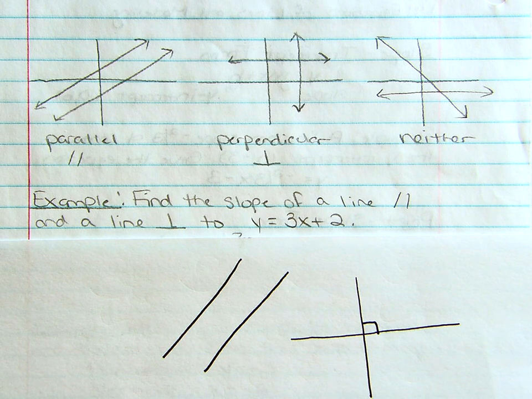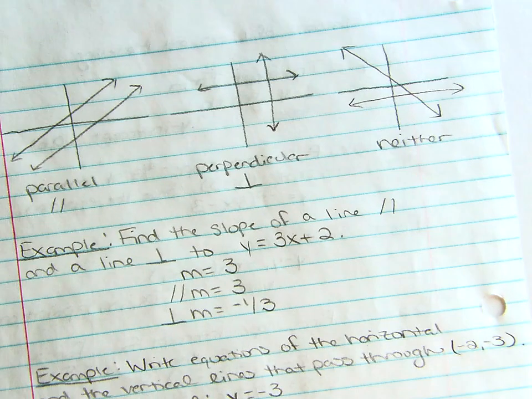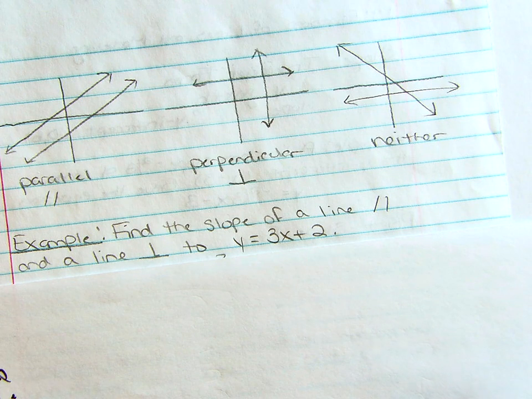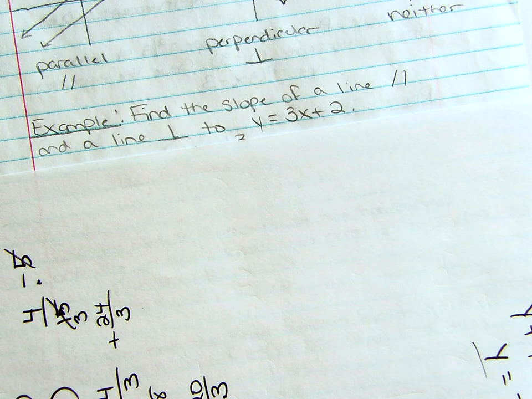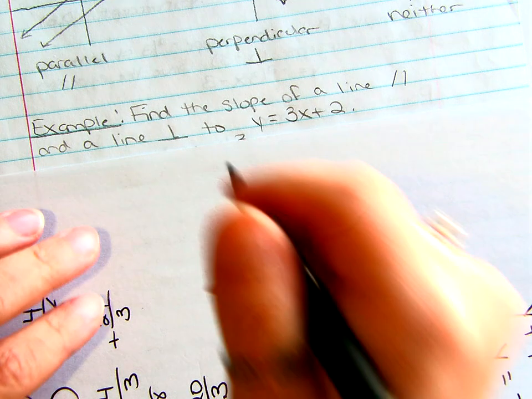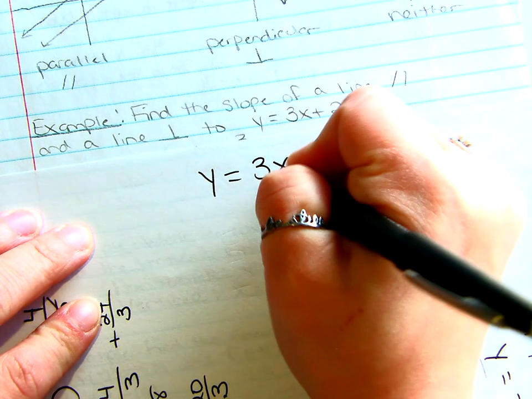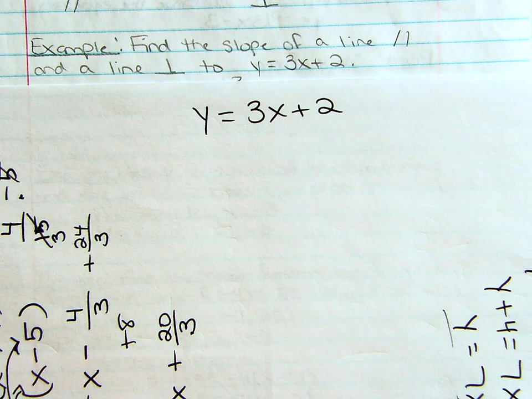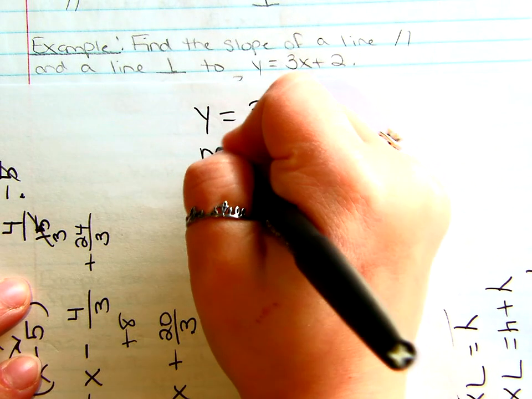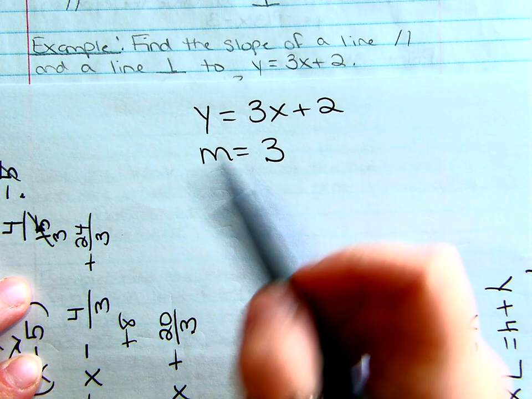So the first example says we're going to find the slope of a line parallel and a line perpendicular to this equation of y equals 3x plus 2. Sorry, we're not finding an equation. It just says find the slope. So what you need to figure out first is, what is the slope of y equals 3x plus 2? What is that slope? Because that's kind of our starting point. 3. Our slope is 3 because this is y equals mx plus b.